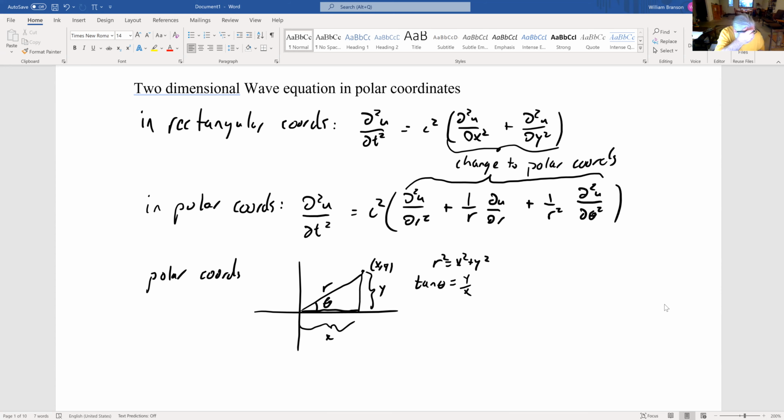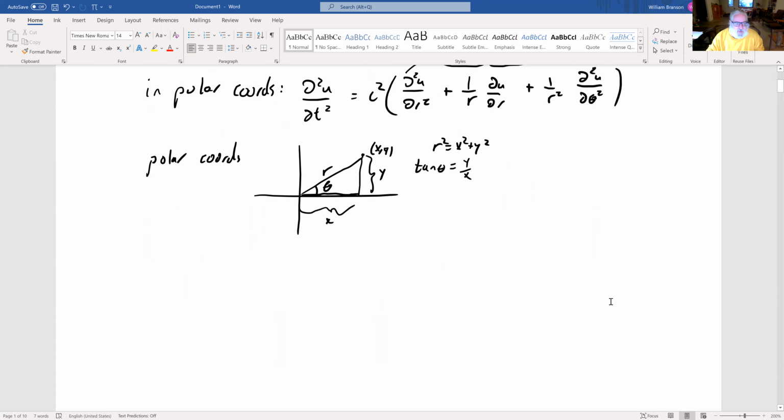So for the two-dimensional wave equation in polar coordinates, what we want to deal with is a circular membrane. So we'll have a domain: 0 less than r less than a, and 0 less than theta less than 2 pi. So those are our domains, t greater than 0.